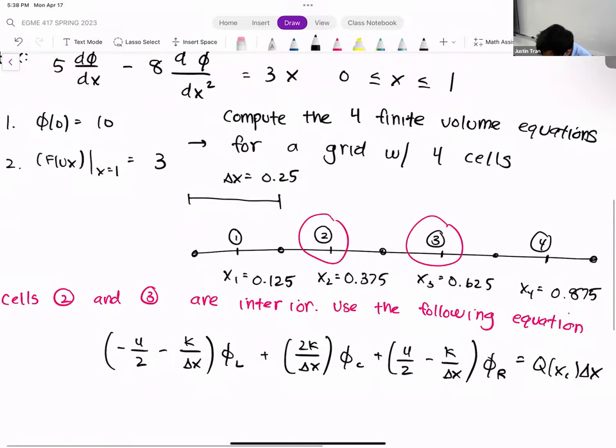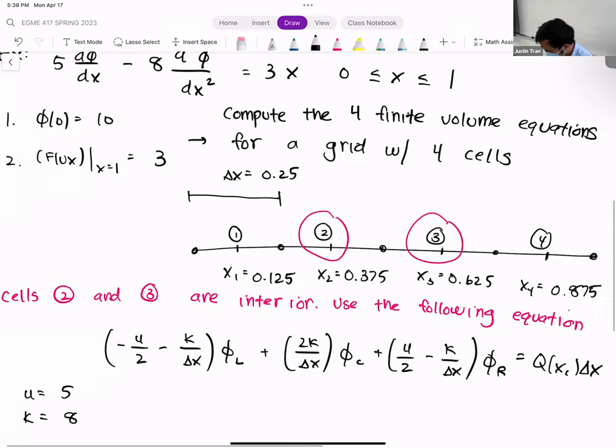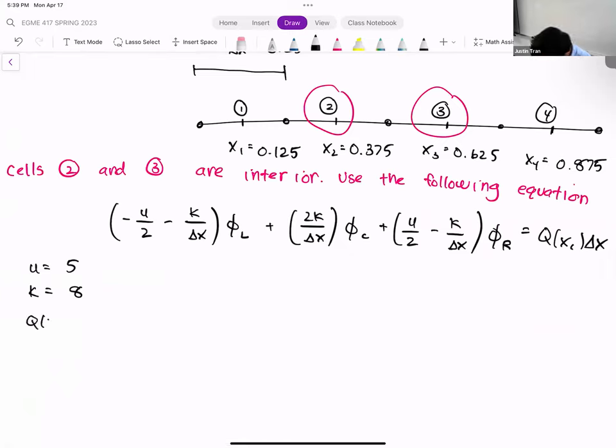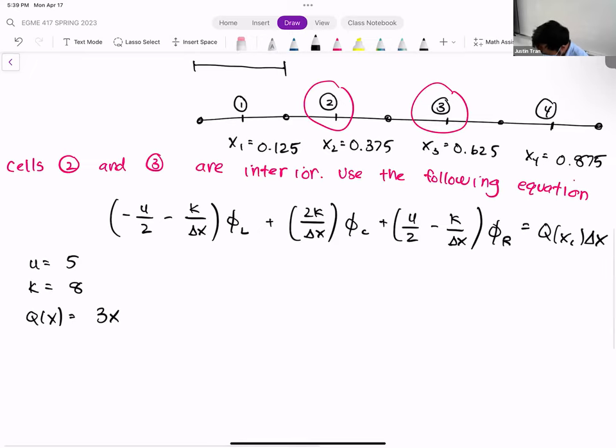For this particular problem, our convection velocity u is equal to 5. Our diffusion coefficient k is equal to 8. You may be tempted to think that the k is minus 8 here, but remember the diffusion term normally is on the same side as the source term. So we move it over to the other side, and a negative shows up. So in this case, our k is just a positive 8, okay? And our source term q in this case is 3x, and we're going to apply that at our cell centers. Delta x, as already written above, is 0.25, okay?